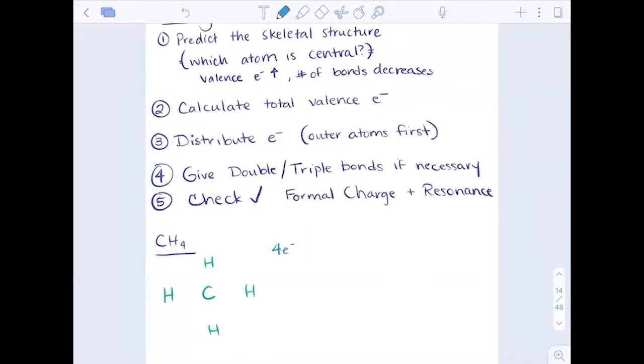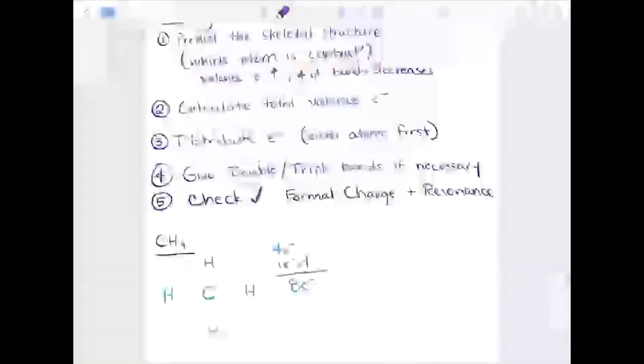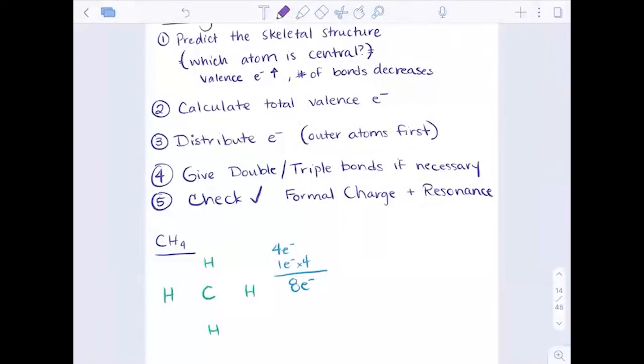Step number 2, count up the valence. Carbon brings 4 electrons to the table. Hydrogen brings 1, but there are 4 hydrogens. So that's a total of 8 electrons. Wonderful. Step number 2, done. Step number 3, start to distribute these 8 electrons.